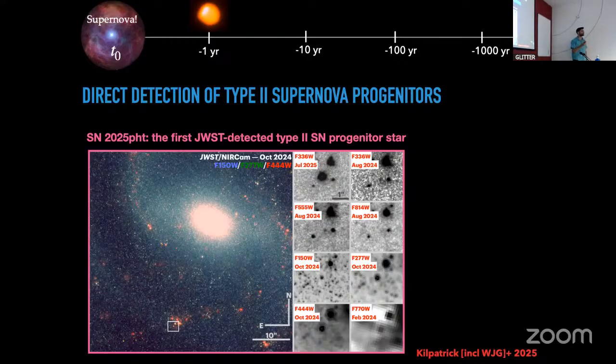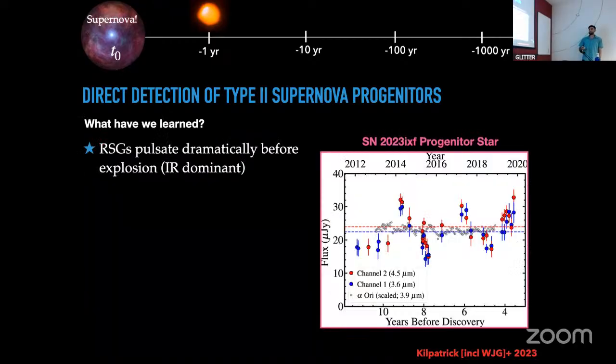So we saw the red supergiant in JWST imaging, whereas in the last 20 years, we've mainly just been working with Spitzer and HST. So this opened a whole new avenue for understanding red supergiants because we're sampling the infrared at longer wavelengths. And red supergiants are very, very interesting at longer wavelengths because they're cool, big stars. So what have we learned from the detection of type 2 progenitors?